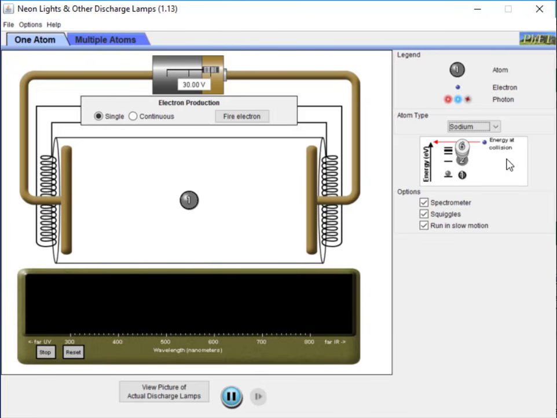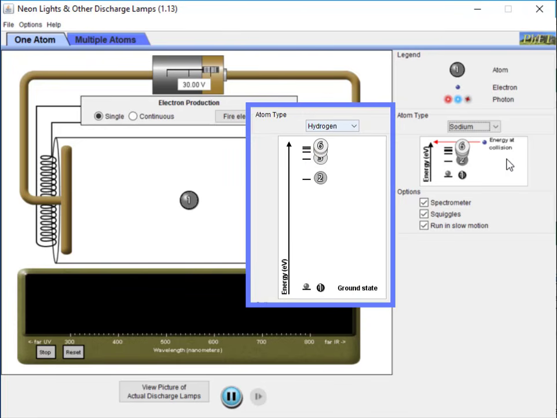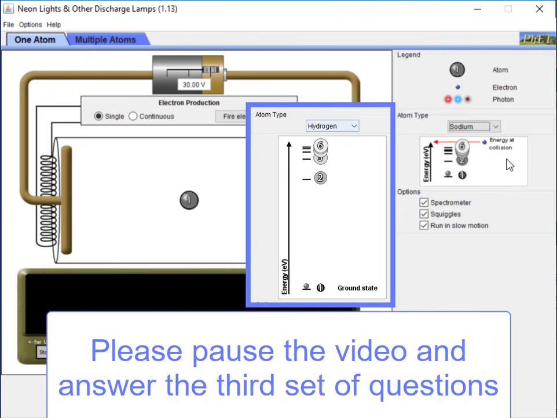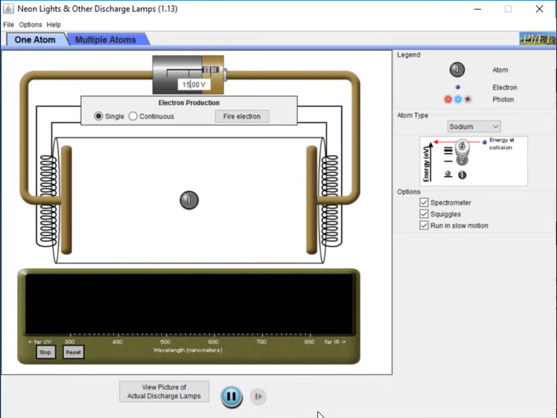To make this easier, we'll provide the diagram for hydrogen here to look at. Also be sure to make a prediction for what you think will happen if we adjust the voltage back to 15 volts for sodium. Let's test your prediction. Again, we can let this run on continuous to see the emission spectrum of sodium.